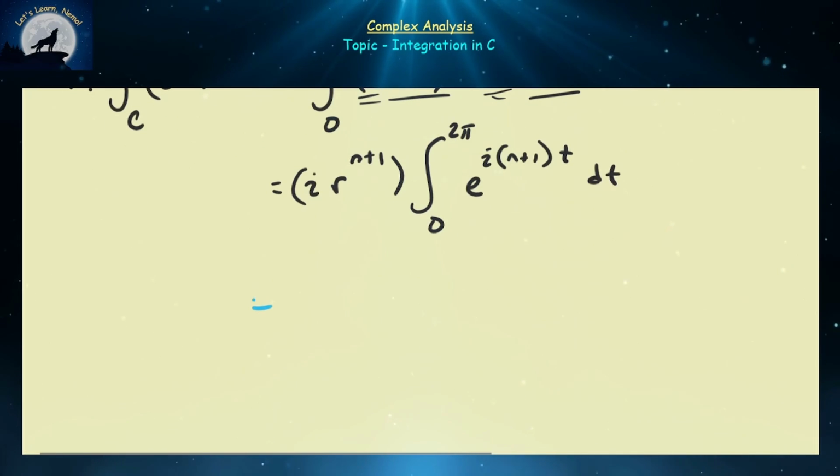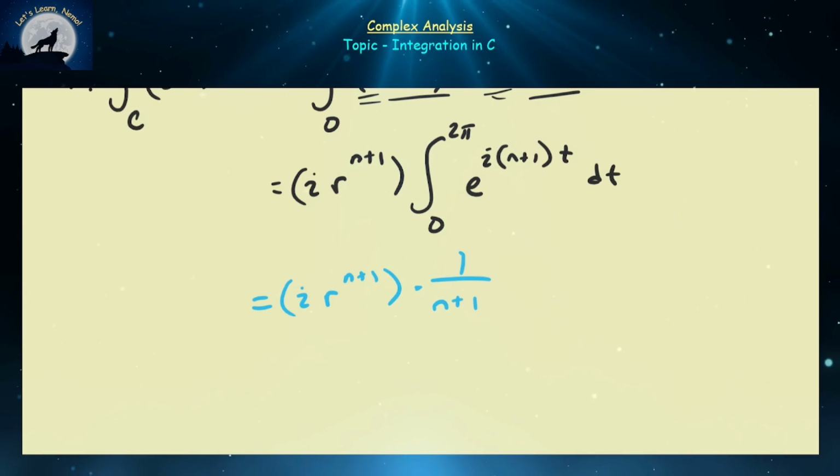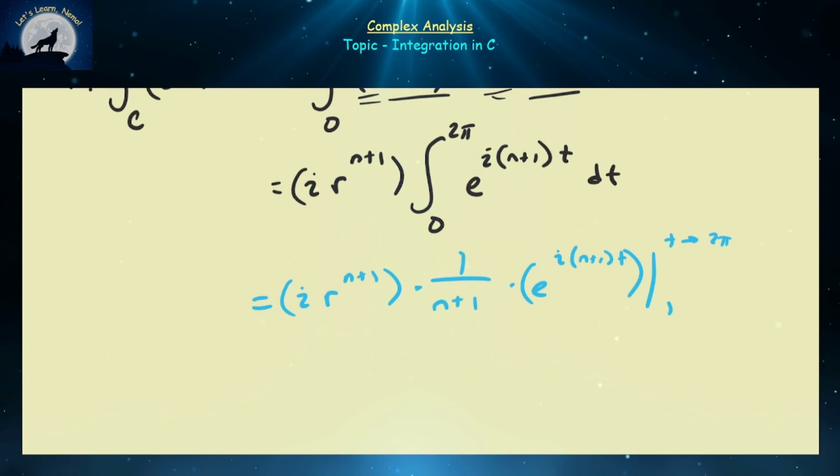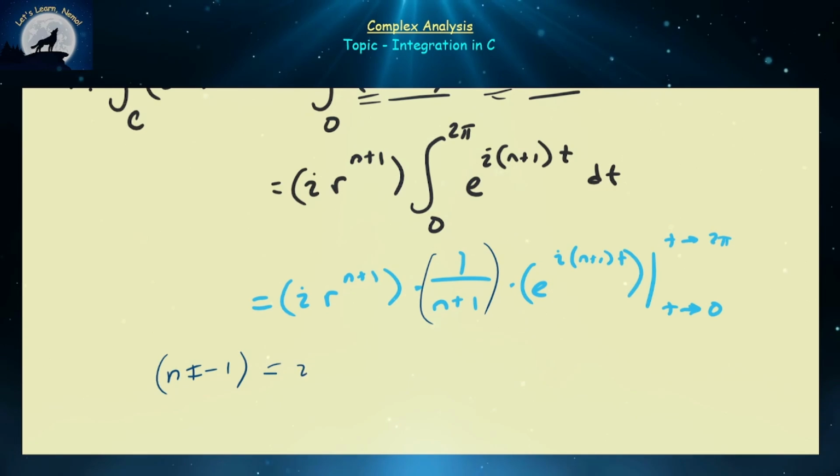And this is going to be equal to what? So this will be equal to i r to the power of n plus 1 multiplied by 1 divided by n plus 1 times e to the power of i n plus 1 t. And then t needs to range from 0 to 2 pi. Right? So we are only going to have one issue, and that's when n is equal to -1. So when n is not equal to -1, this is going to be equal to i r to the n plus 1 all over n plus 1.